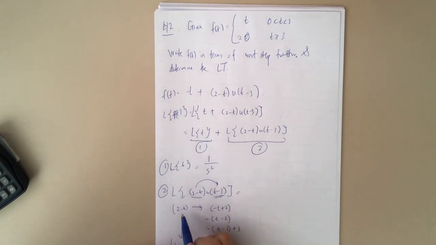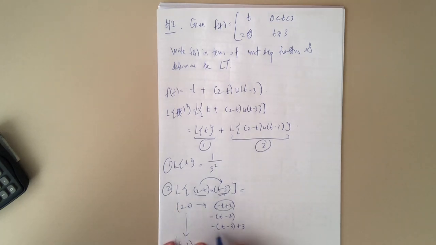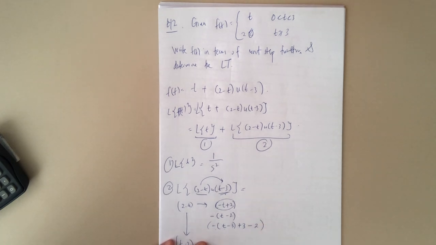Our original question is negative t plus 2. So how to get the value of it? If you open the bracket, you have negative t plus 3 minus 3, so we are missing minus 2. So you add on the minus 2. If you're not sure, you can calculate somewhere else. Let's try opening it.